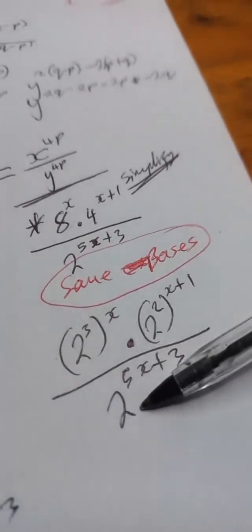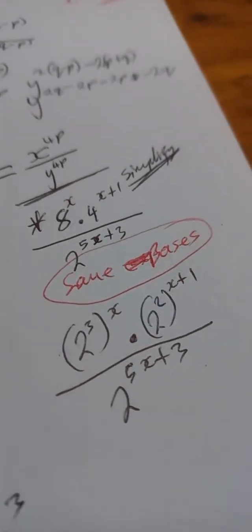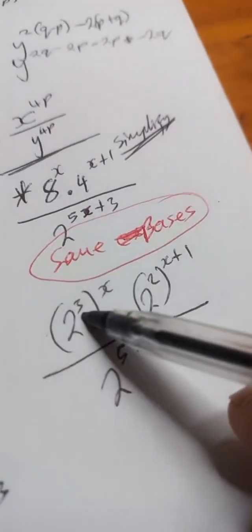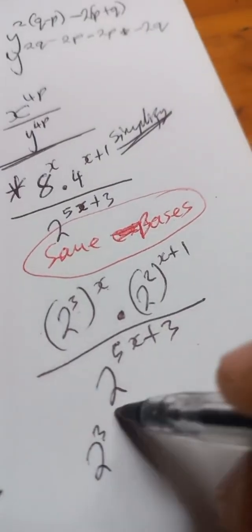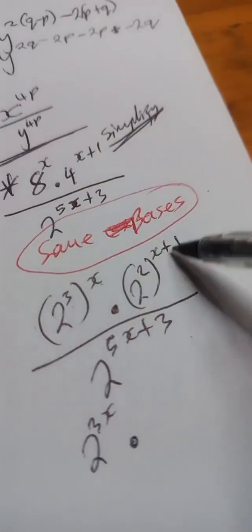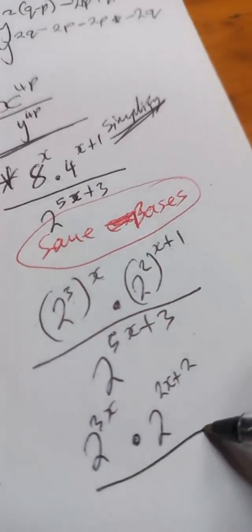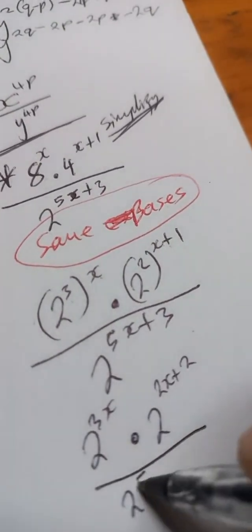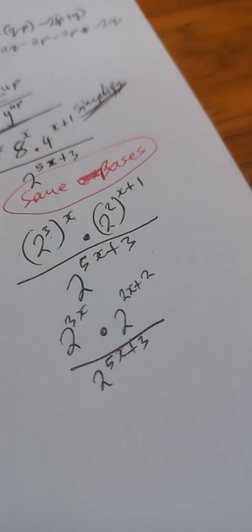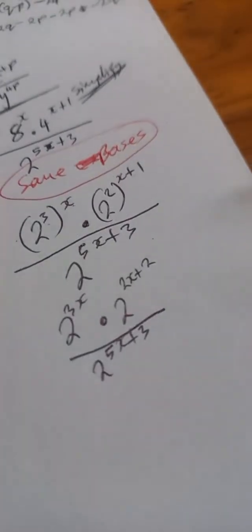Right? So now, here, we have the same bases. But we must not rush to simplify, right? This times this, which is 3x. Right? And then this times this is 2x plus 2, right? All over 2 to the power 5x plus 3. Wesley, half is the answer. Let me push and let's see what do we get.